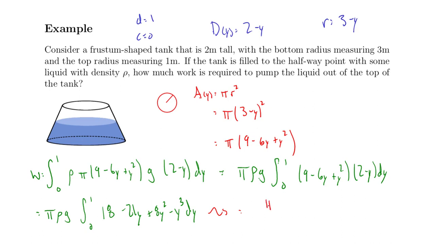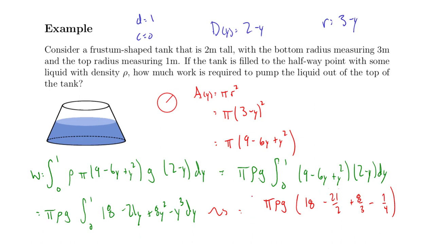You're going to get pi rho g times 18y evaluated at 1, that's 18, minus 21y squared over 2 evaluated at 1, so that's going to be minus 21 over 2, plus 8y cubed over 3 evaluated at 1, so that's plus 8 thirds, minus y to the 4 over 4 evaluated at 1, and that's 1 over 4. And you'll notice the rest of the stuff evaluated at 0 is all 0. So you can go ahead and figure out what this is.